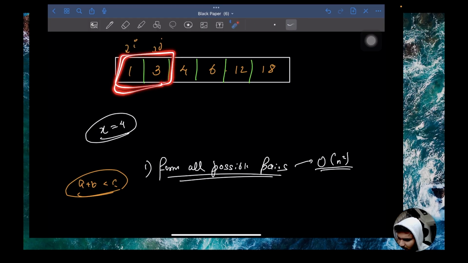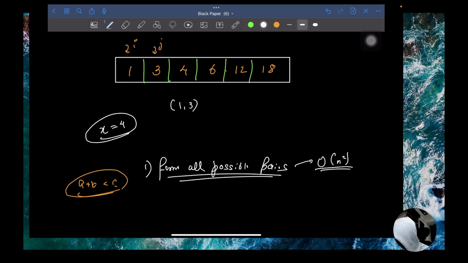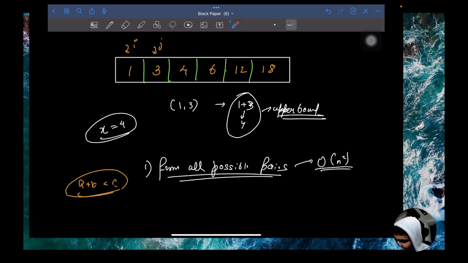So for example, we keep i here, we keep j here. This is the first pair, 1 comma 3. What is 1 plus 3? 1 plus 3 is 4. So I need to find the first index greater than 4. If I try to find the upper bound of 1 plus 3, I'll get the upper bound to be 6, right? That means if I make a pair of 1, 3, 6, 1, 3, 12, 1, 3, 18, all these 3 pairs are never going to form a triangle. Can I say that? All these 3 won't form a triangle such that 1 comma 3 are the 2 selected elements.